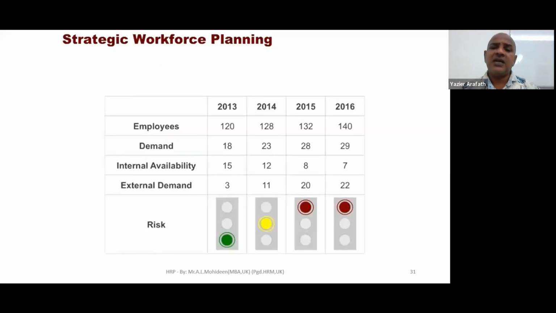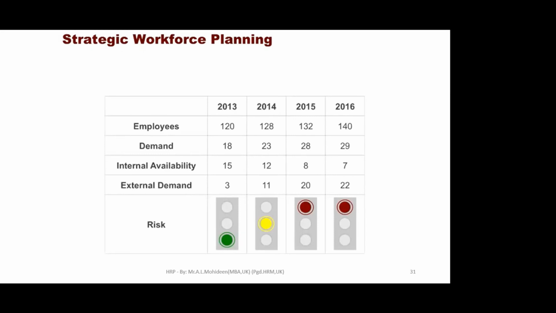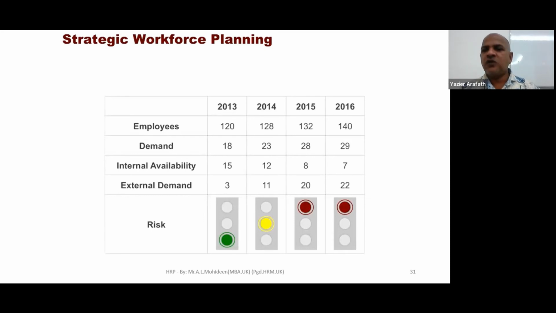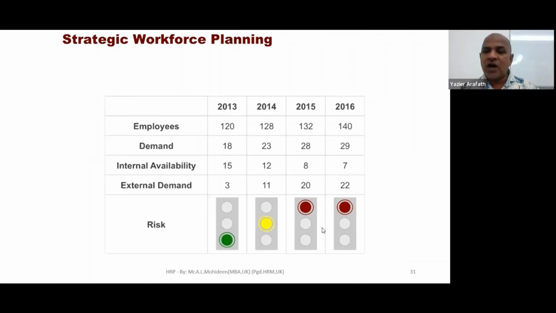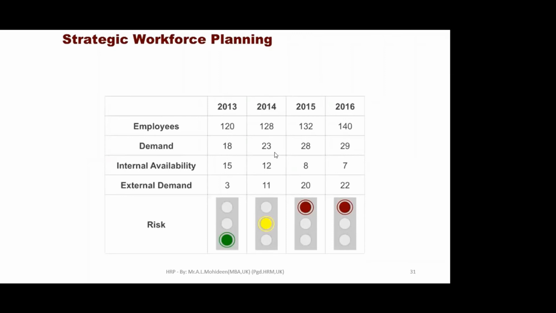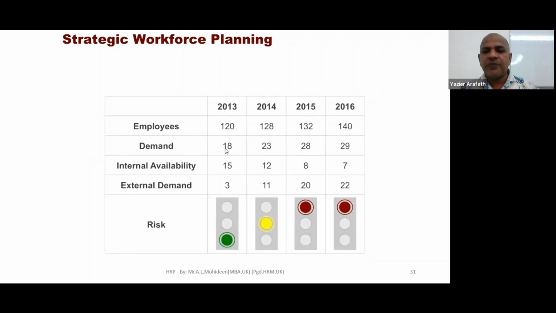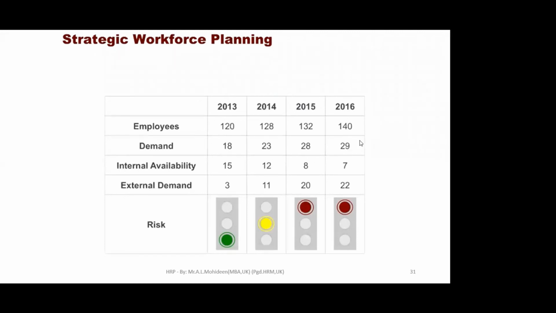Based on the data, we can clearly identify in 2013, the number of employees we had was 120. In 2014, we need 128. 2015, 130. 2016, 140. So our employee demand is increasing. Do you understand? So why is it increasing? Now they need 18 more people. In 2014, 23 people. 2015, 28 people. 2016, 29 people. So demand is there.